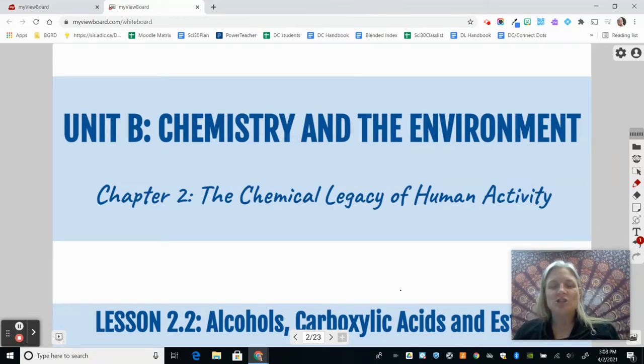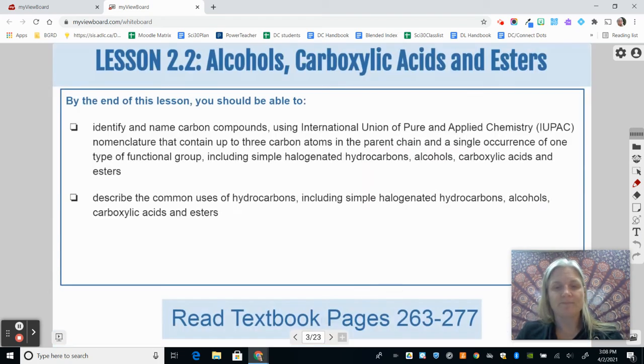Hi, welcome back. So this is lesson 2.2 in chapter 2 of Unit B, Chemistry and the Environment. In this lesson, we are going to dive a little bit deeper into the alcohols, carboxylic acids, and esters that we kind of just glanced over in the groups. In the last lesson, we were able to find them, and now we're going to start naming them.